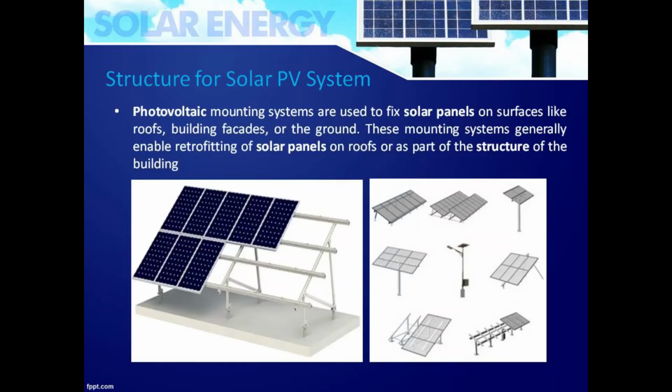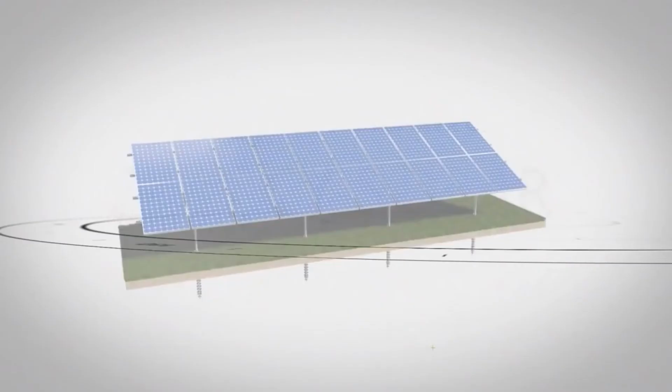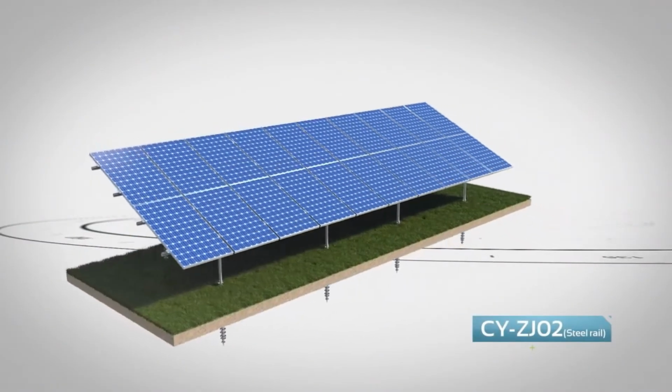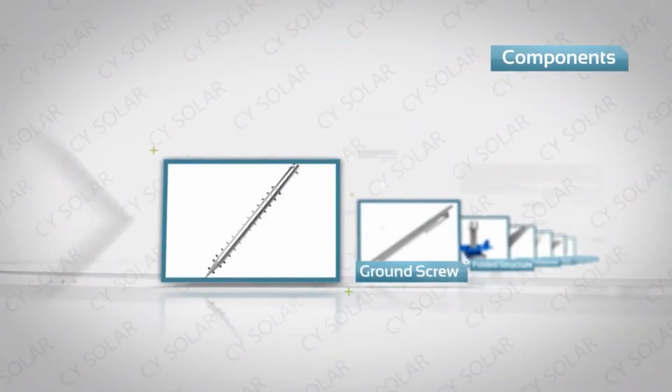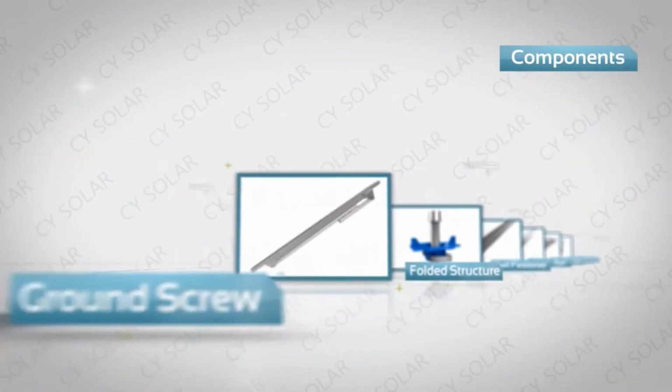Structure for solar PV system. Photovoltaic mounting systems are used to fix solar panels on surfaces like roofs, building facades, or the ground. These mounting systems generally enable retrofitting of solar panels on roofs or as part of the structure of the building.